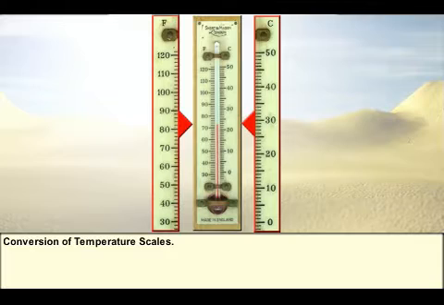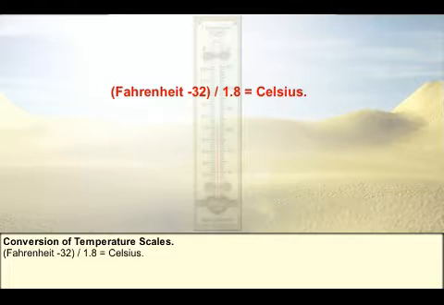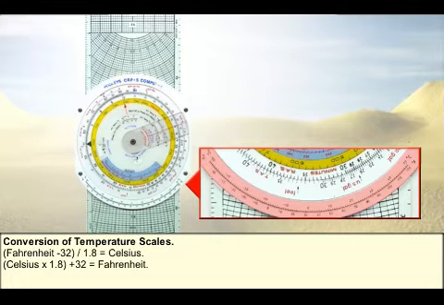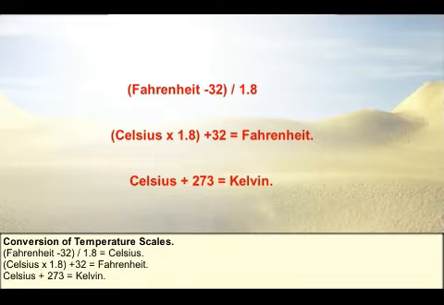You may be required to convert from one temperature scale to another. To convert Fahrenheit into Celsius, simply subtract 32 from the Fahrenheit value and then divide it by 1.8. To convert Celsius to Fahrenheit, simply multiply the Celsius value by 1.8 and add 32. You will also find a conversion scale for Fahrenheit and Celsius on your flight navigation computer as shown here. Finally, to convert Celsius into Kelvin, simply add 273.